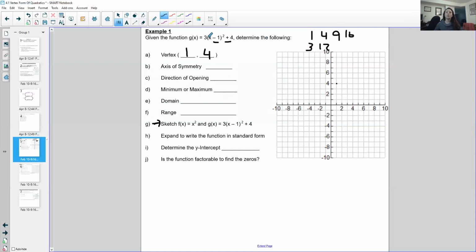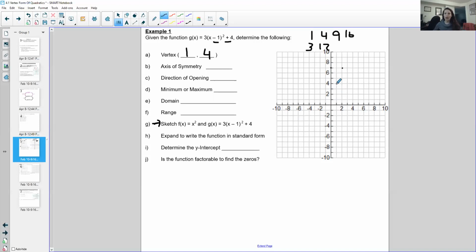So I'm going to start at my vertex, and I'm going to go over 1 unit, and I'm going to go up 3. So I'm going to go over 1 and up 1, 2, 3. There it is. And then go back to the vertex. I'm going to go over 2 and up 12. I'm not going to bother because it's going to be so high it's off my graph. Then I'm going to go back to the vertex. I'm going to do it in the other direction. So over 1, up 1, 2, 3. And again, I'm not going to bother putting the other point because it would be so high.